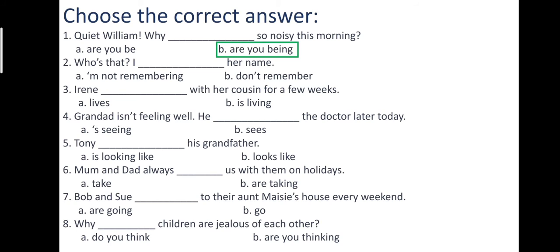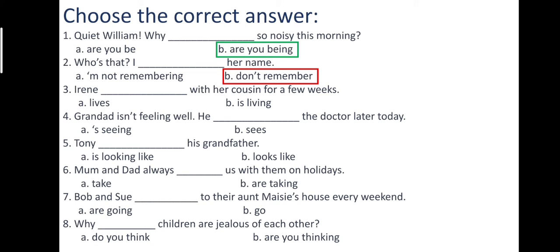Okay, let's check our answers together. So the first question, quiet William, why are you being so noisy this morning? So this is not his usual behavior, and that's why we use the present continuous here with be. Who's that? I don't remember her name. So remember here is a stative verb, and we can only use the present simple with remember.